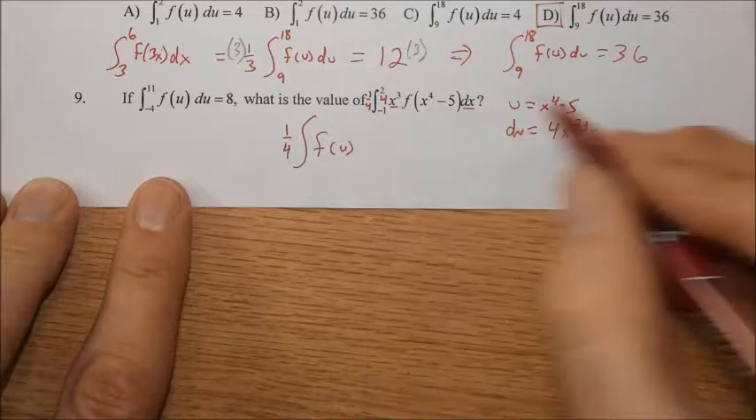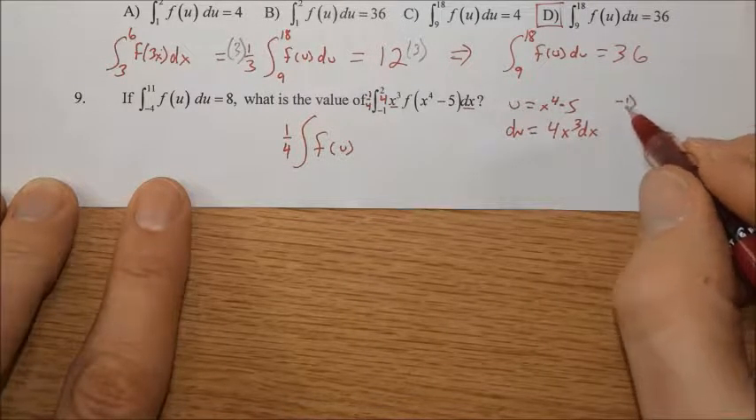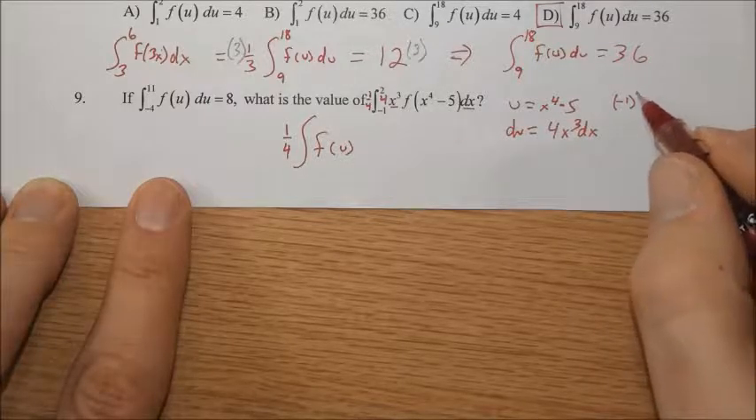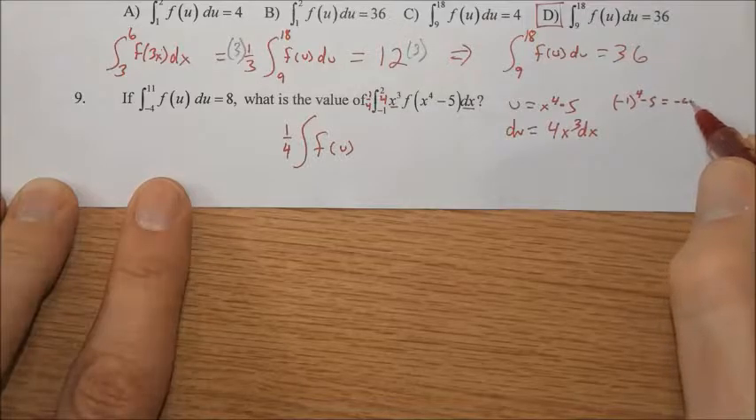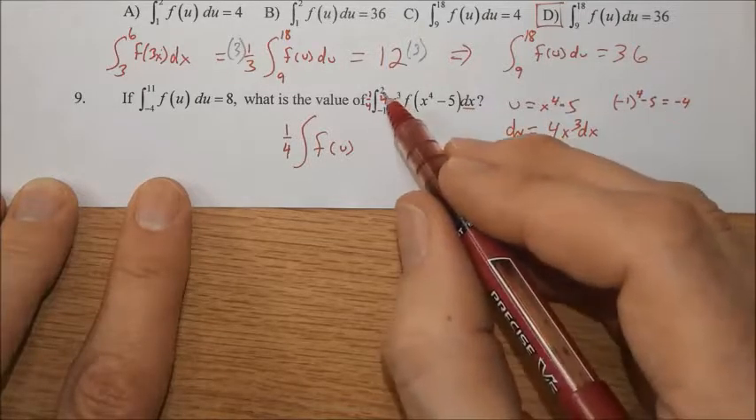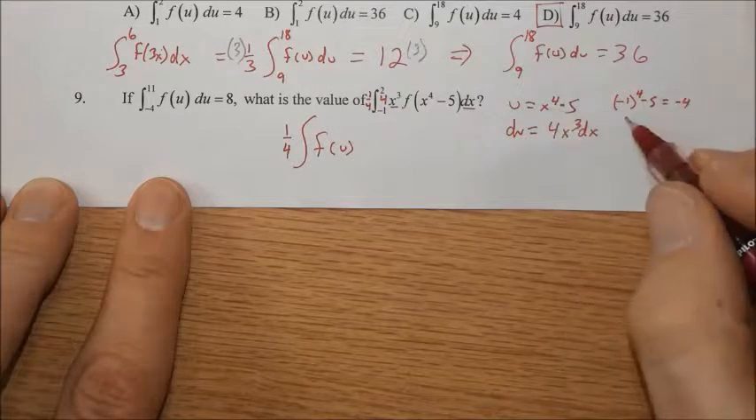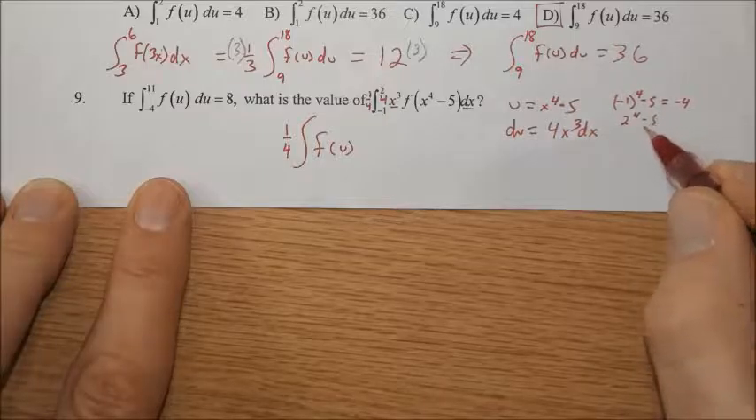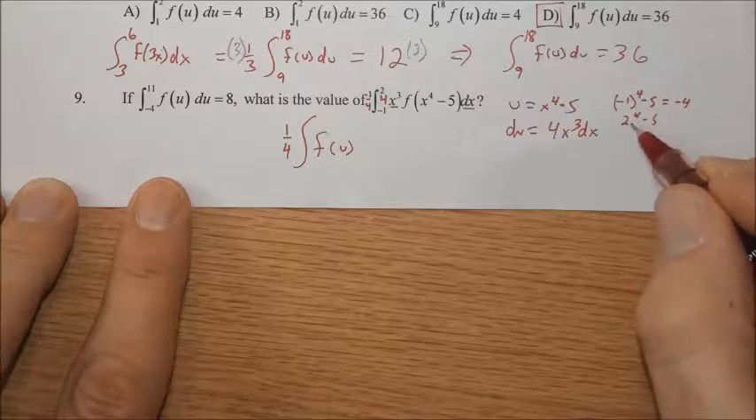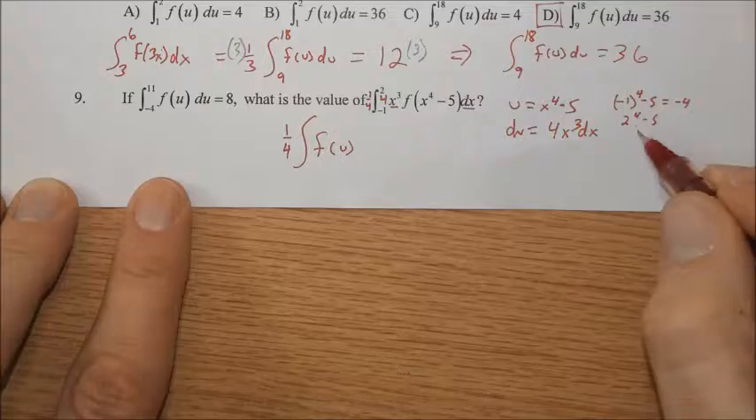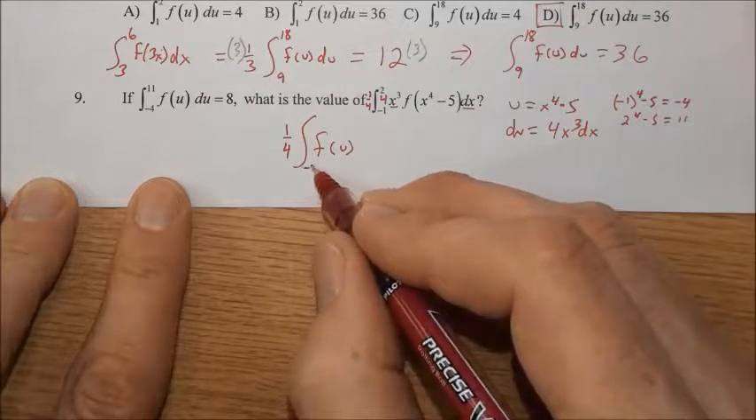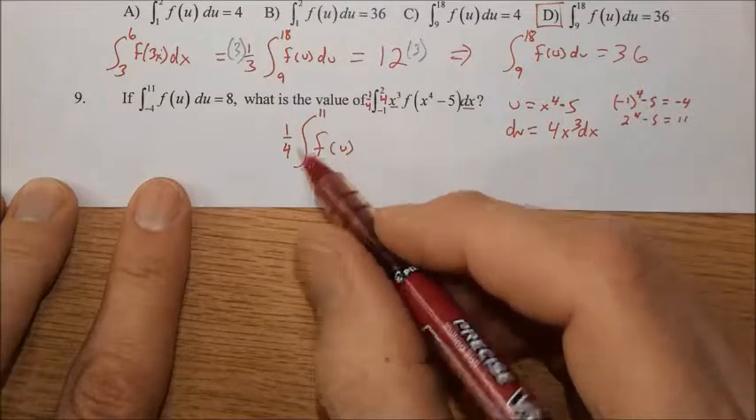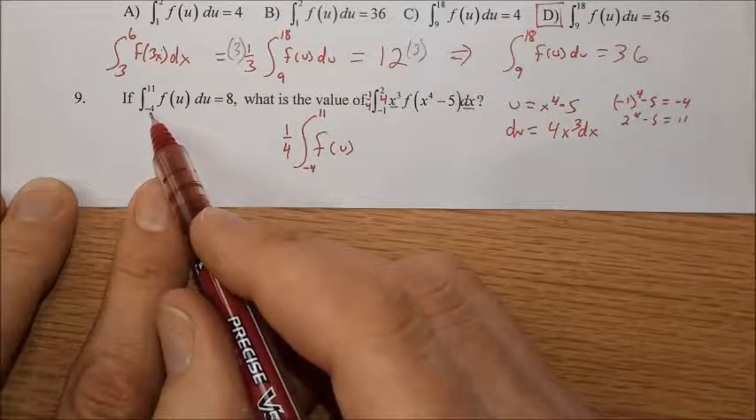We're going to plug -1 in here, so we have -1 to the 4th minus 5. This is 1. 1 minus 5 is -4. And then we plug in 2 for x. 2 to the 4th minus 5. That's 16. 2 times 2 times 2 times 2 is 16. Minus 5 gives us 11. So we have -4. And we have 11. And lo and behold, that's what they're asking us about.